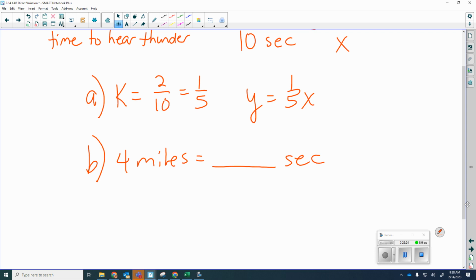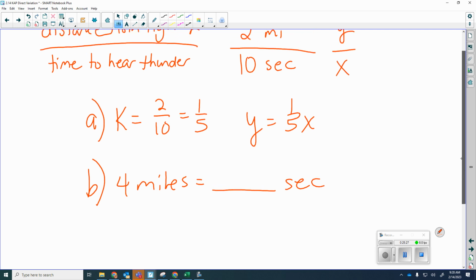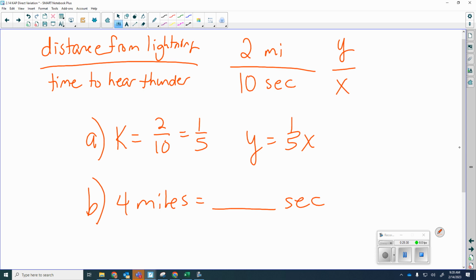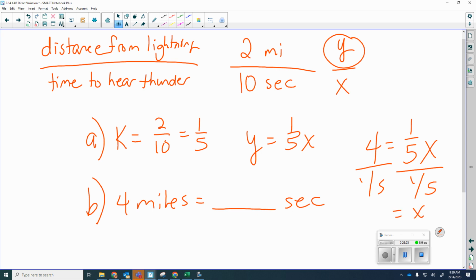In this equation, Y equals 1/5 X. Miles are my what? Y. So that means I'm going to replace Y with 4, right? 4 equals 1/5 X. Now what? How do I solve that? Yeah, divide by 1/5. So 4 divided by, don't forget your parentheses, 1/5. And what'd you get? I get 20. 20 seconds.